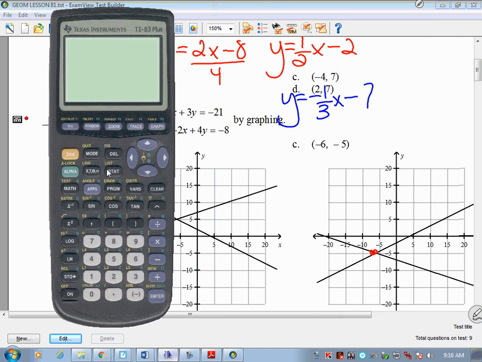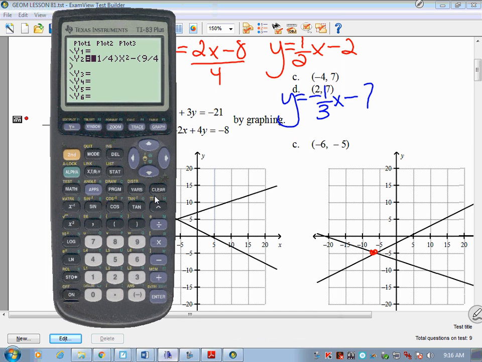Okay, let's turn this on. Y equals, clear out some information here. Okay, so we're going to have 1/2 x minus 2. And we're going to come down here. We've got negative 1/3, so negative 1 divided by 3, x minus 7. Let's graph those. Okay, so far that looks good. And we can look at this point of intersection over here, right? It should intersect at -6, -5.